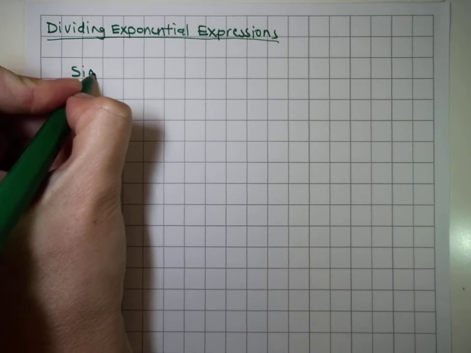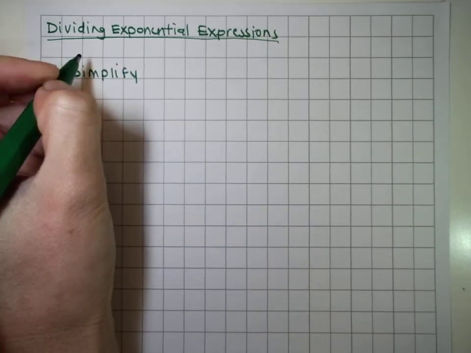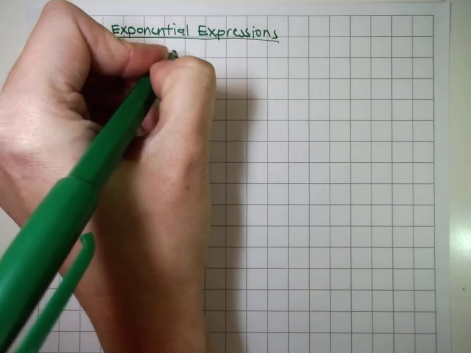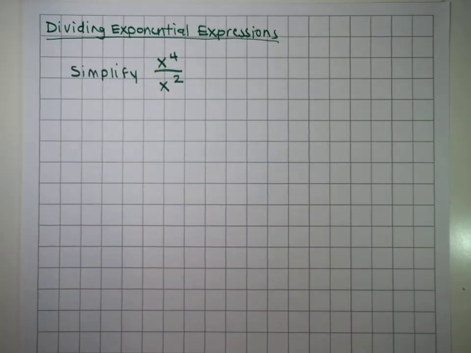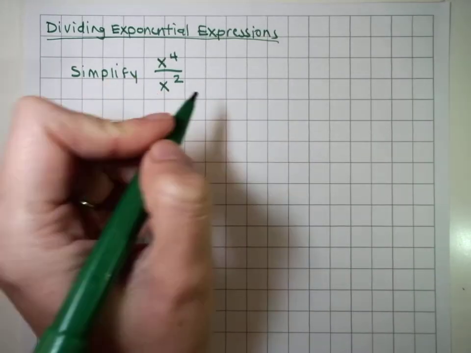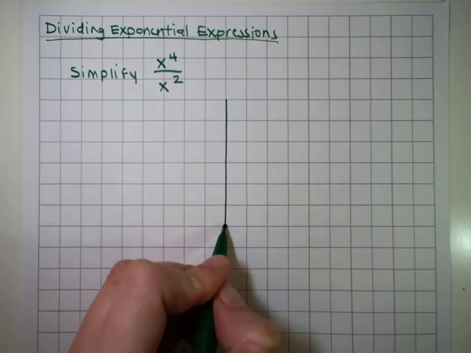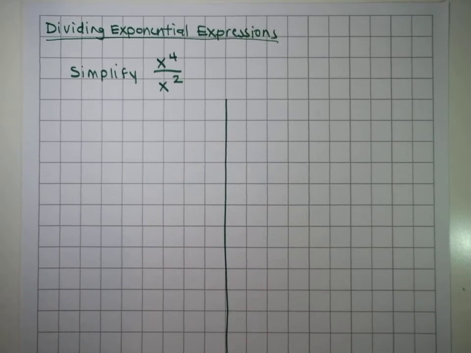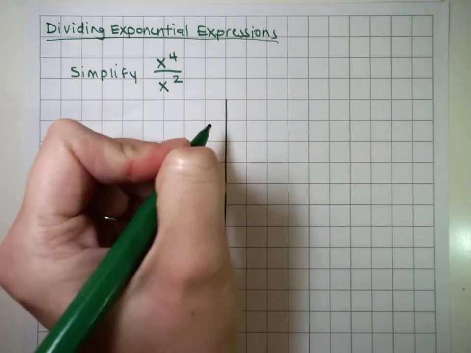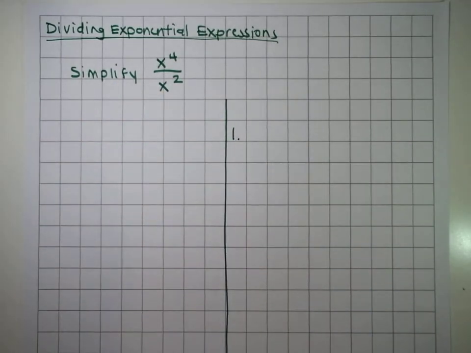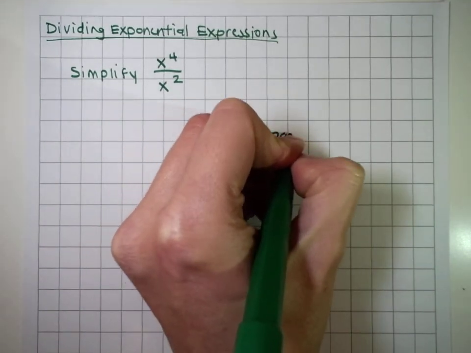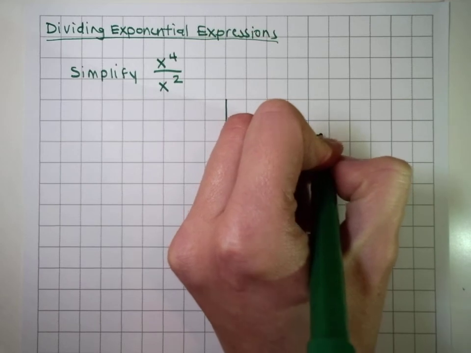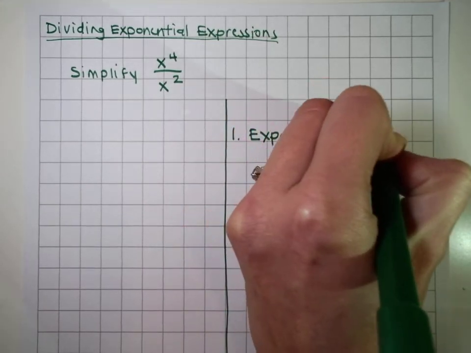So we're going to be seeing problems like this that say simplify x to the fourth divided by x squared. We'll draw a line down the middle so we can show our steps and show the work. So the first thing we want to do, just like when we multiplied exponential expressions, is expand. And in case you forgot, that means you're going to list all the factors, all the things that multiply.